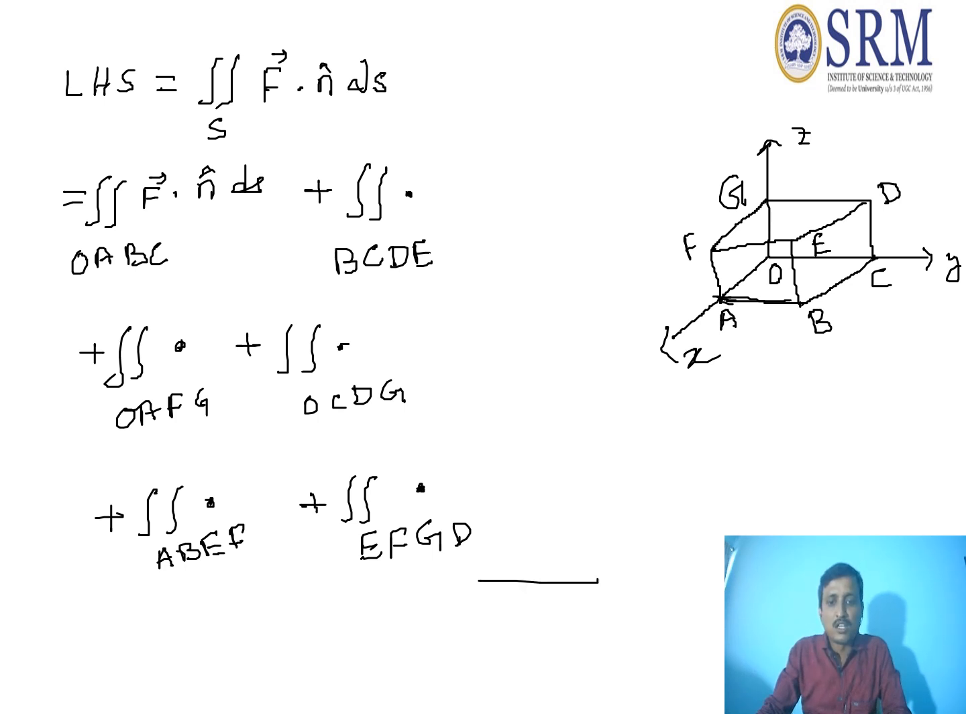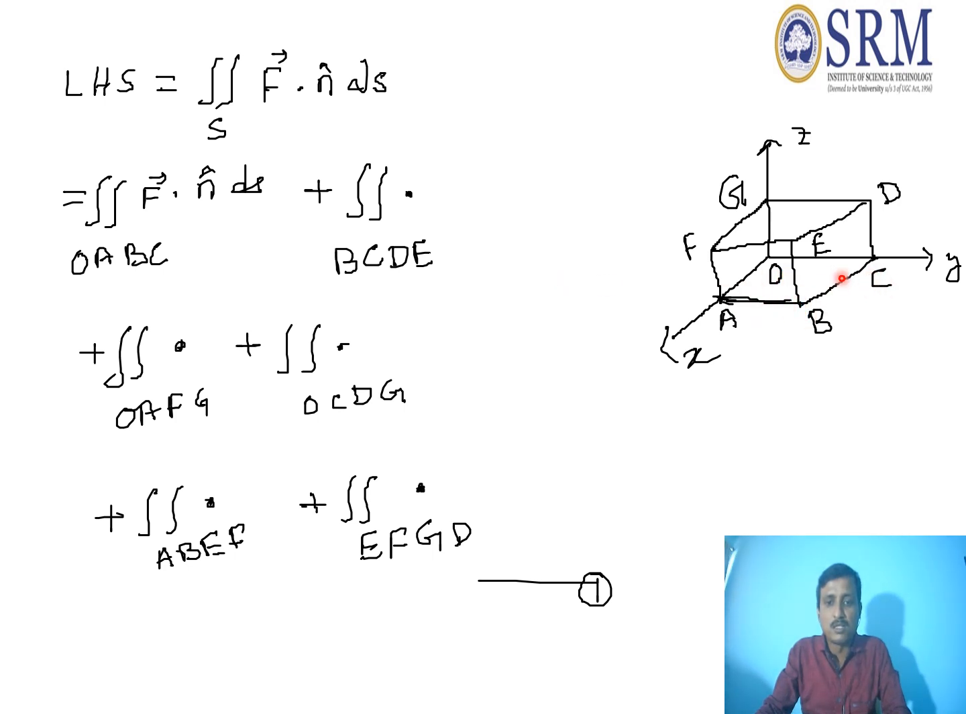Suppose this is my equation number 1. Look at the graph and do accordingly. Suppose on OABC, what value do you substitute, and on BCDE, what value do you substitute. Then when you substitute the six values, we will see whether it matches with the RHS value or not. So first let us consider OABC. Try to understand for one surface, then the remaining surfaces you can do easily.